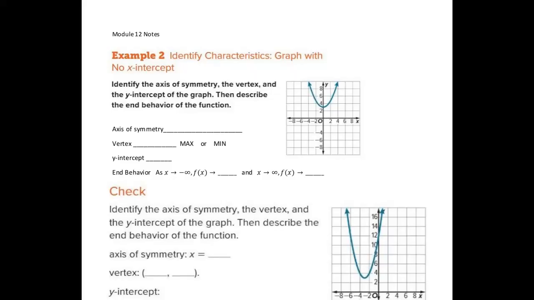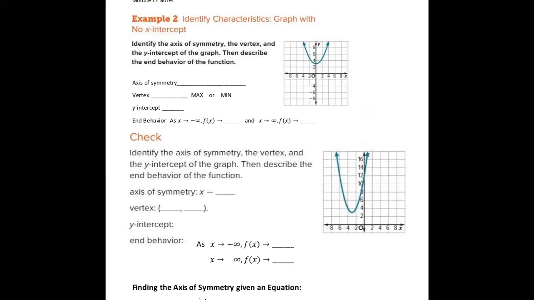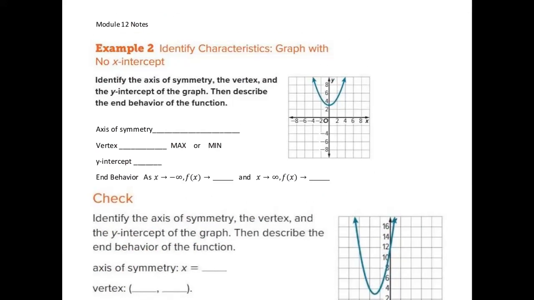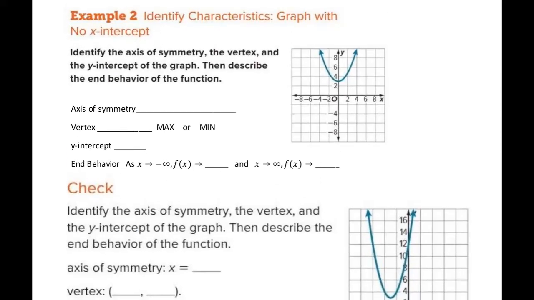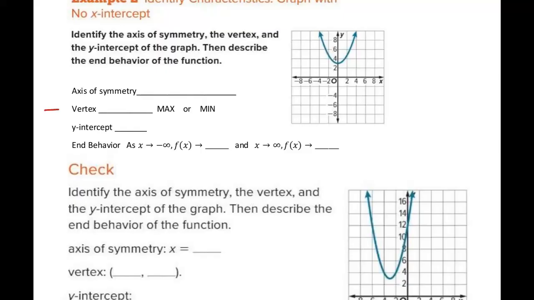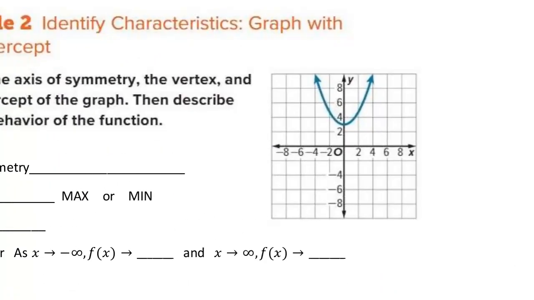Now, notice we've got some different examples here. Now our parabola is not crossing the x-axis, okay? Identify the axis of symmetry, the vertex, y-intercept, and end behavior. Let's go with vertex first, okay? Vertex, what is my vertex? Daniel, can you give me my vertex?